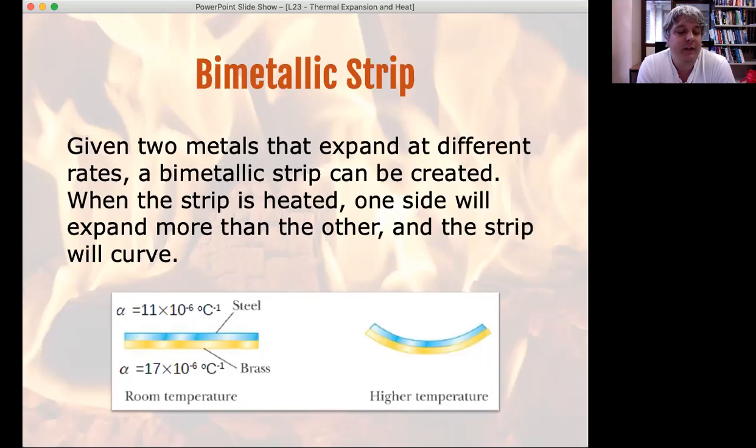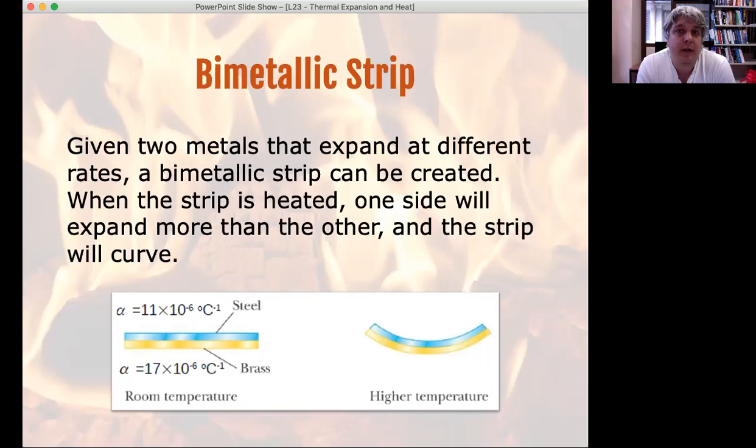And if one side expands more than the other, then the whole object is going to curve, and that's exactly what we see. The example here, which I believe I've lifted straight out of the textbook, is alpha for steel being 11 times 10 to the negative 6, and brass having an alpha of 17 times 10 to the negative 6. So brass tries to expand more than steel does in the same temperature change, so the brass side is going to be longer than the steel side, and the strip will bend towards the steel so that the steel is curved inwards and is a shorter length than the brass on the outside.